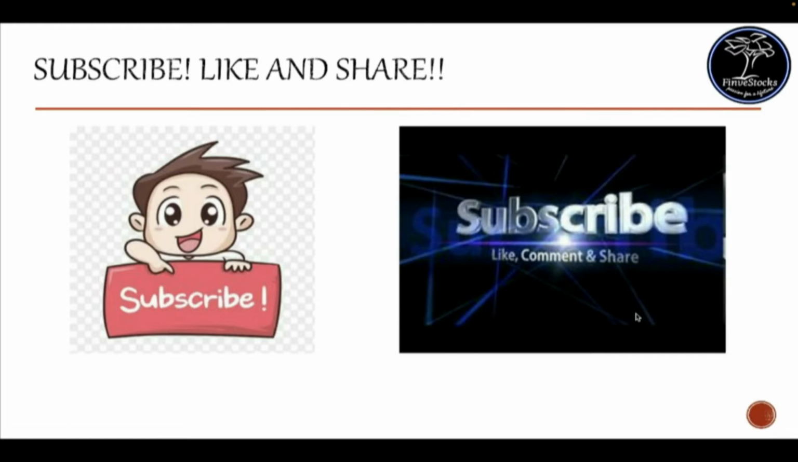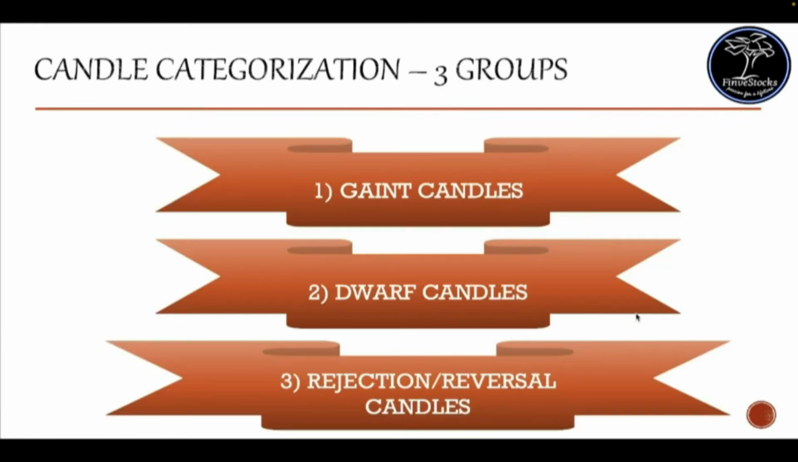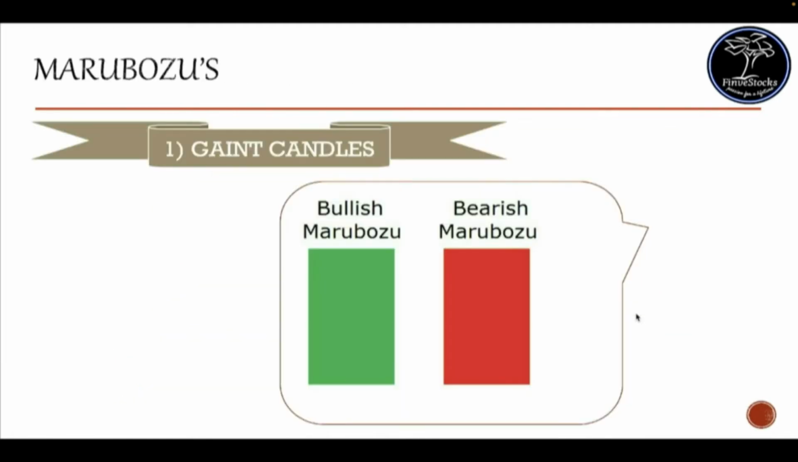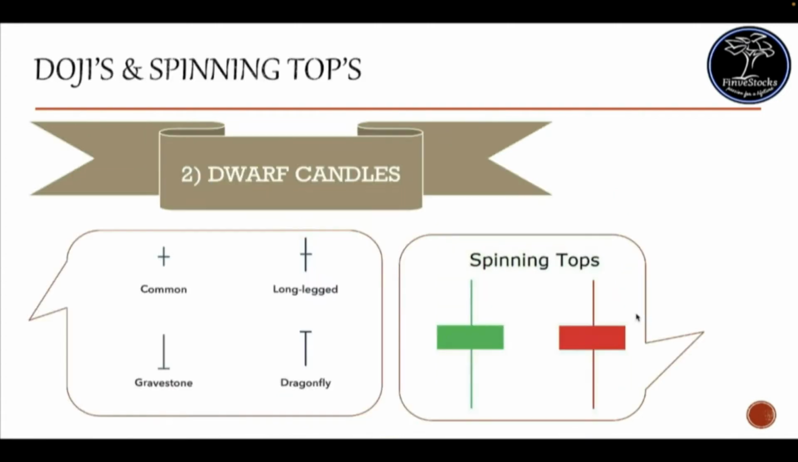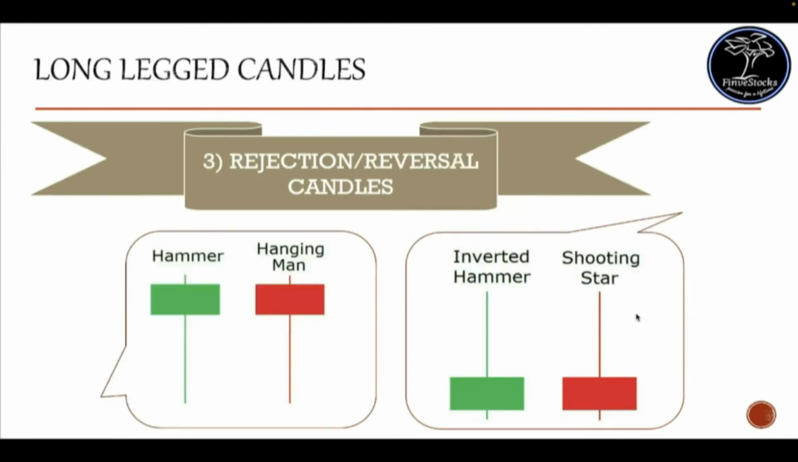For easy understanding of single candlestick patterns, we will split the candles into 3 basic types: the giant candles, the dwarf candles, and the rejection or reversal candles. The giant candles are the marubozus, the dwarfs are the dojis or spinning tops where the body is shorter compared to the previous candles, and the rejection or reversal candles are the long-legged candles.